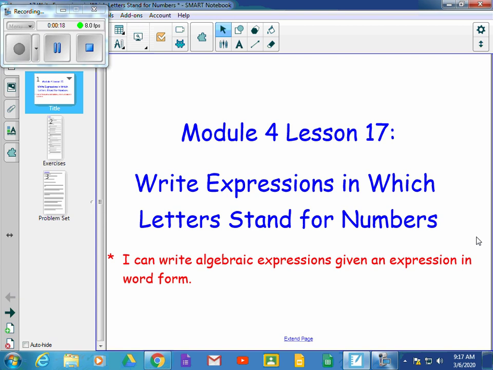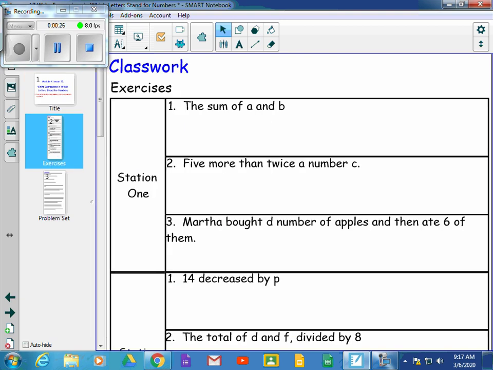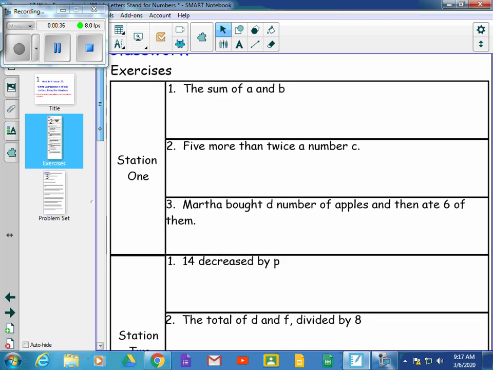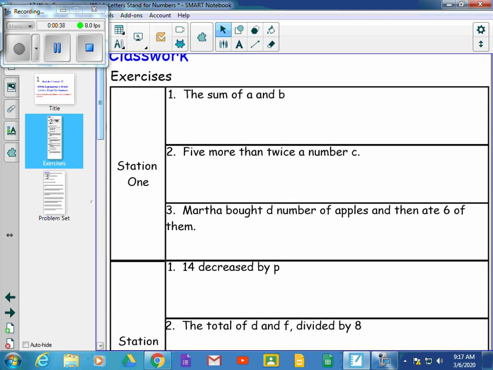Remember to take good notes as you watch the video and pause the video whenever you need to for more time. Let's begin by looking at the exercises. Now in this particular lesson, they've split these exercises into stations. I'm going to do Station 1 and Station 2's examples with you, and then I'm going to have you finish them and check on the answer key that's on Google Classroom.